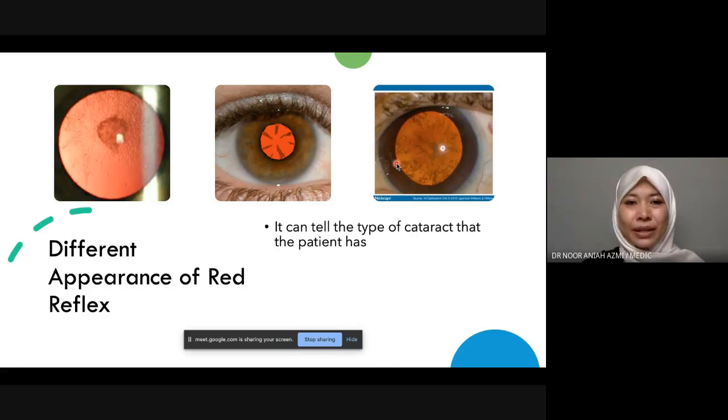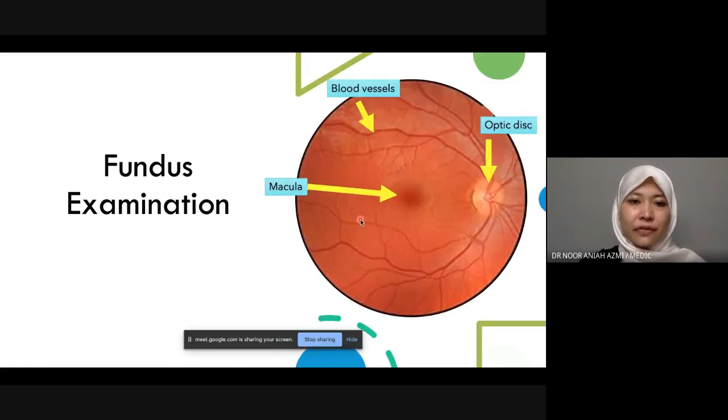Okay, all right. And then the next one is the fundus examination of ophthalmoscopy. We will go in depth on how to use the fundus. Actually, we created a video last year on how to do the fundus examination. So please watch the video. I think Dr. Rafida has shared the link on her Google Classroom. So please have a look at that.